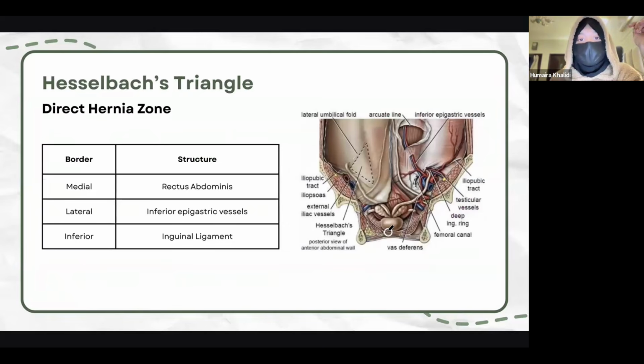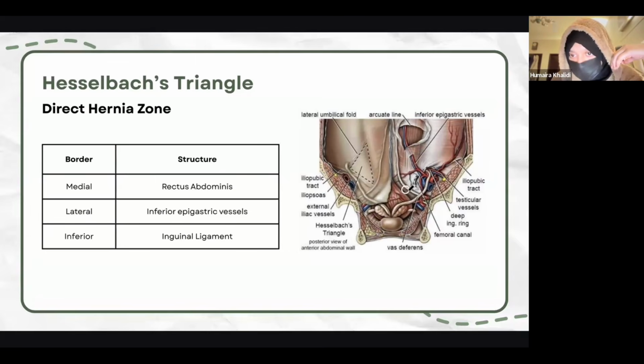Now, we're going to go back to this one. This is the Hesselbach triangle. This is where the direct hernia comes from because this is more medial. Okay? Now, this is the Hesselbach triangle with the layer. But if you open the Hesselbach triangle, this is what you would see. So, medially, the border of the Hesselbach triangle is formed by the rectus abdominis. Okay? Laterally, it's formed by the inferior epigastric vessels. Okay? And inferiorly, it's the inguinal ligament.